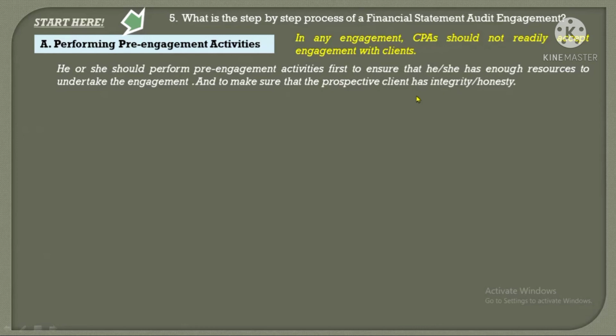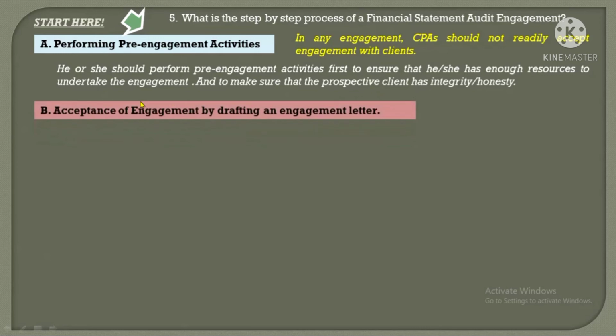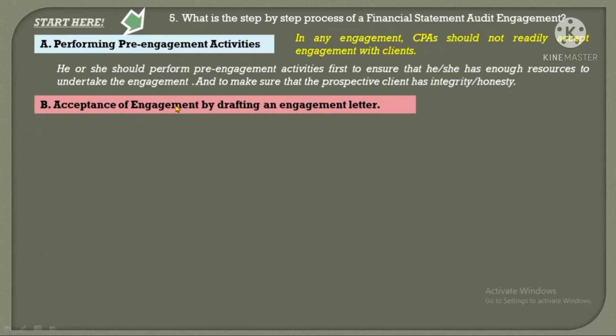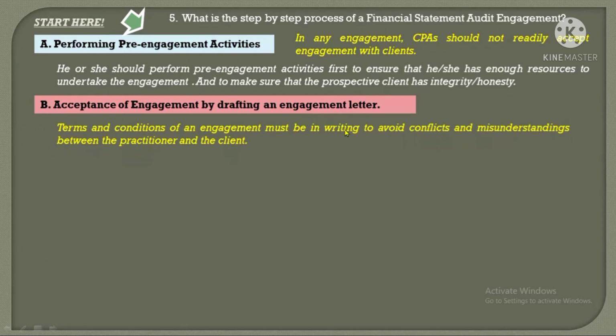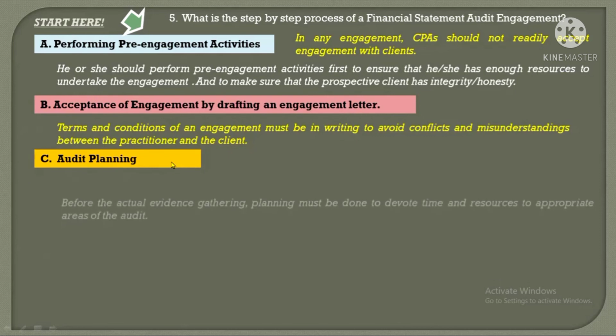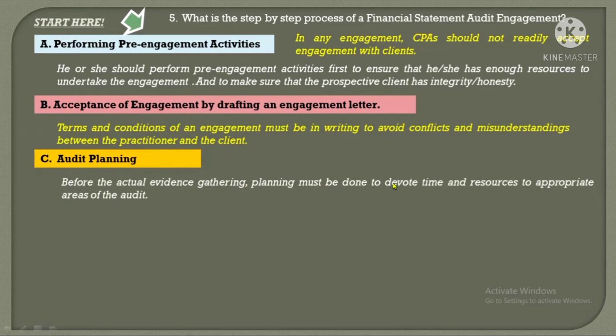And if there are no problems while performing the pre-engagement activities, you can now move to the next step, which is the acceptance of the engagement by drafting an engagement letter. Terms and conditions of an engagement must be in writing to avoid conflicts and misunderstandings between the practitioner and the client. And after accepting, audit planning follows. Before the actual evidence gathering, planning must be done in order to devote the time and resources to appropriate areas of the audit. The goal of audit planning is to make the audit efficient as well as effective.